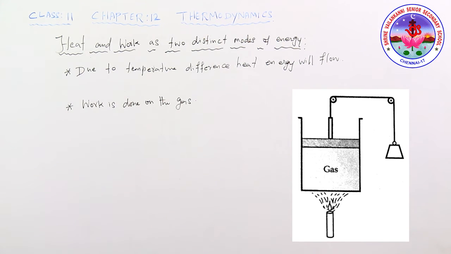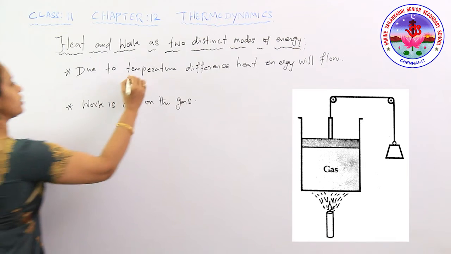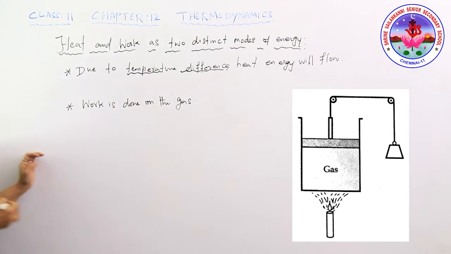See the diagram, students. You may see a fixed mass of gas in a cylinder provided with a movable piston. The internal energy in that system can be increased in two ways. First, if you place the cylinder over a hot body, heat energy will flow from the hot body to the gas because of the temperature difference. So, that is how the internal energy can be increased.